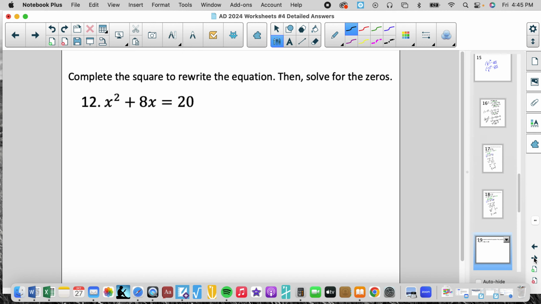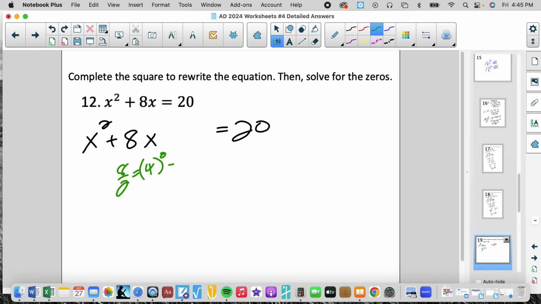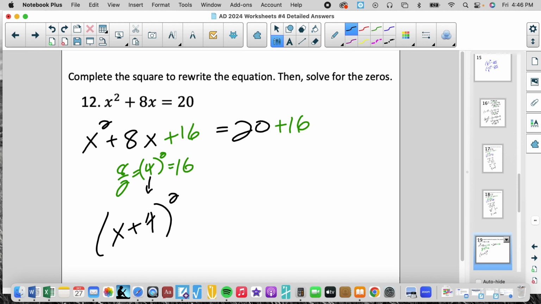Okay, complete the square and rewrite the equation. Our constant's already over there. So we're going to take half of 8, which is 4, and we're going to square it, which equals 16. So we're going to add 16 to both sides. This is a binomial square, x plus 4 quantity squared. Remember that value comes in: if it's positive, this is positive; if this is negative, this is negative. So that's good. And 20 plus 16 gives me 36.